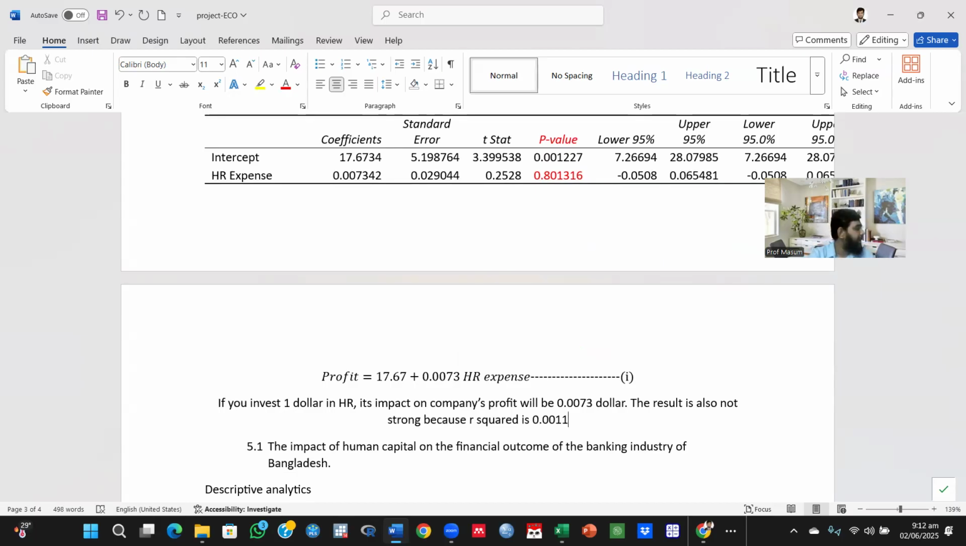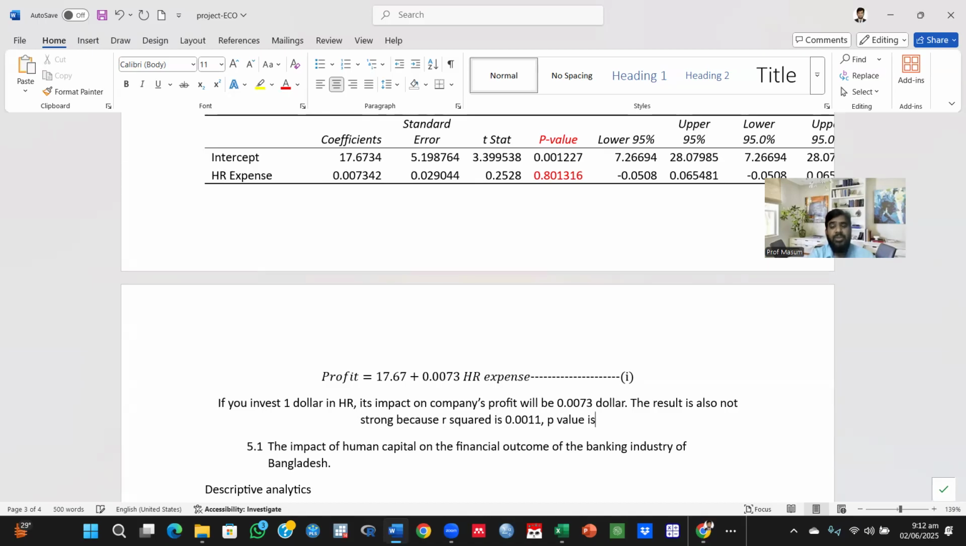When will you say it is significant? When it is near to 1. If you find the R value, R square value, is near to 1, you will say that the result is significant. And the P value means your significance, how significant the result is.